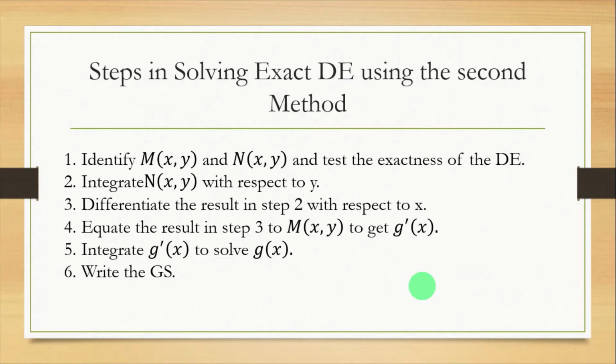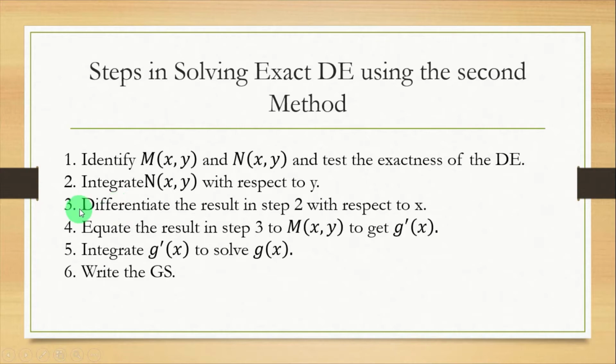So the first step is you need to identify your M of x and y and N of x and y in the differential equation, and you need to test the exactness of the differential equation. Then the second step is you need to integrate N of x and y with respect to y. In the previous method, you are integrating M of x and y with respect to x. So that's basically the difference between the first method and the second method. So our base function here is N of x and y.